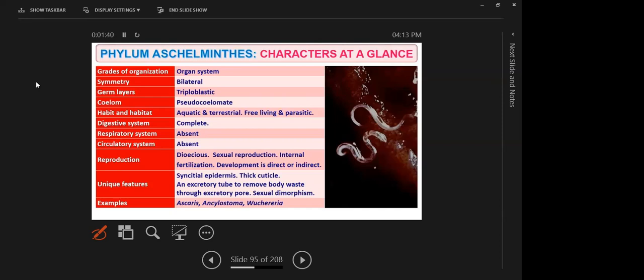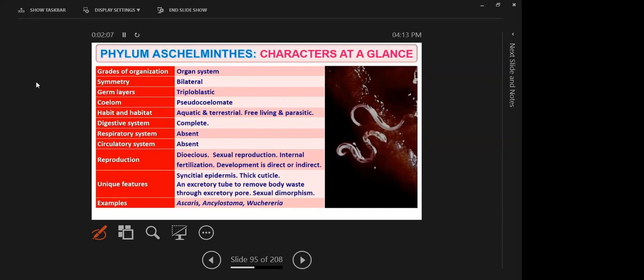Read, my dear. Okay, so it's the grade of organization, organ system. It has bilateral symmetry. It's triploblastic. It has a pseudocoelom, and it's found in aquatic and terrestrial habitats. It has a complete digestive system, but no respiratory and circulatory system.